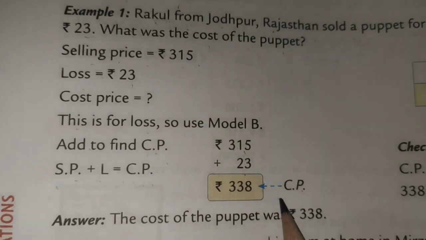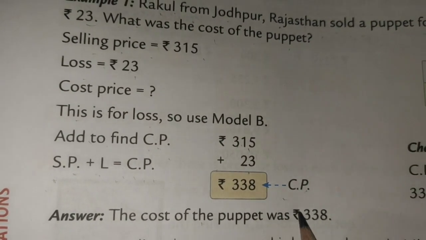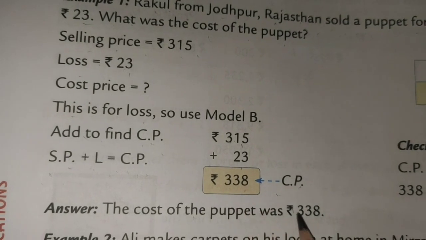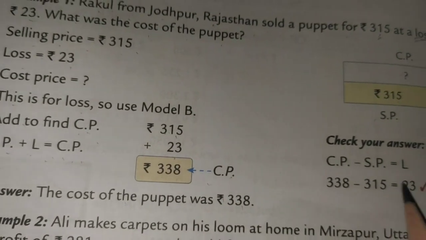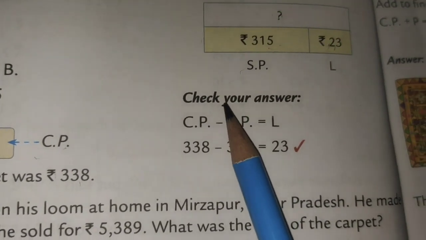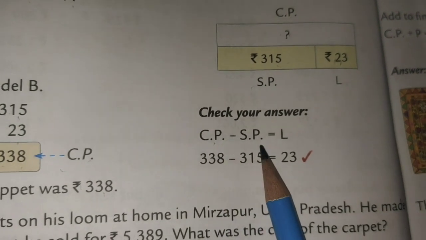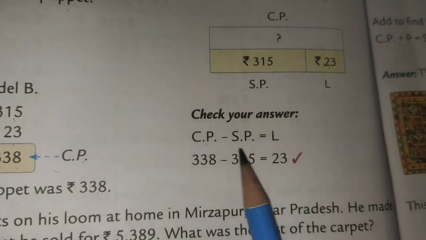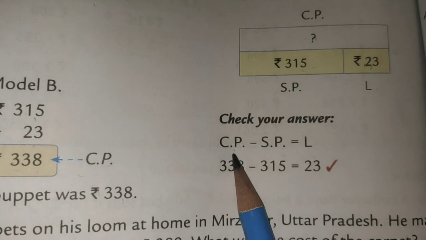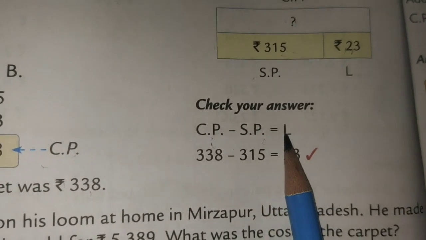So at the end, what is the answer? The cost of the puppet was rupees 338. Understood? And if you have any doubt, you can check your answer also: cost price minus selling price is the loss. Whenever cost price is more than the selling price, you always get a loss.